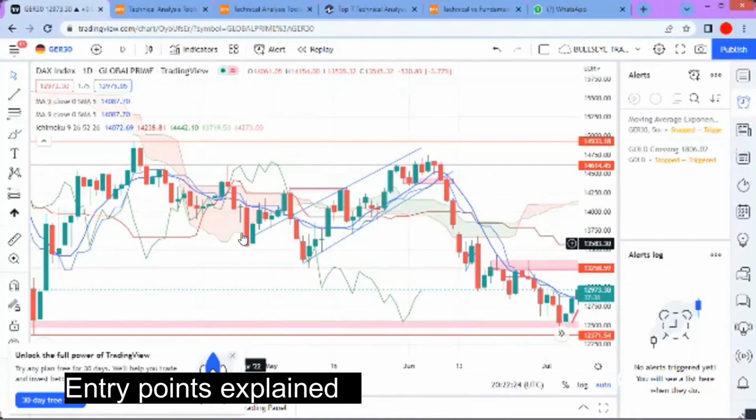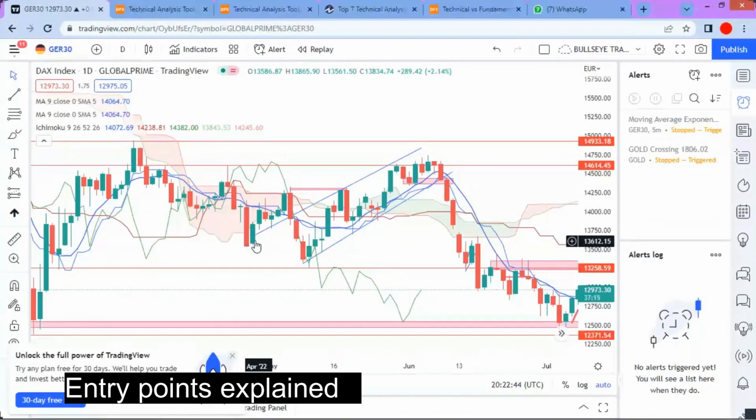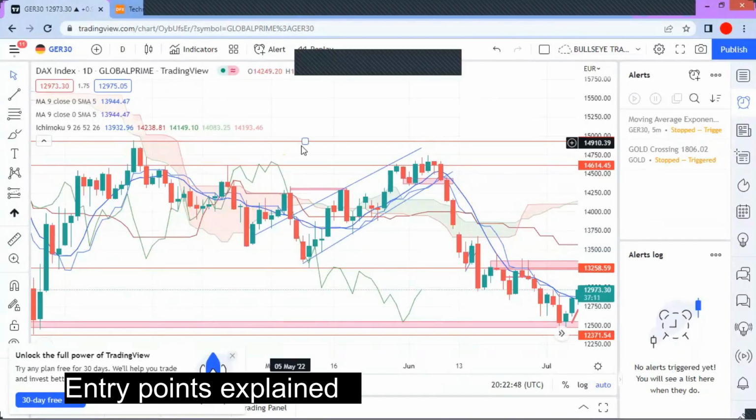So if you know that you are not yet confident with the entry points, what you have to do is wait for the market to give you an entry. How so? If we said this market is buying, you have to wait till we say the market is buying, which means the market is now in our direction.